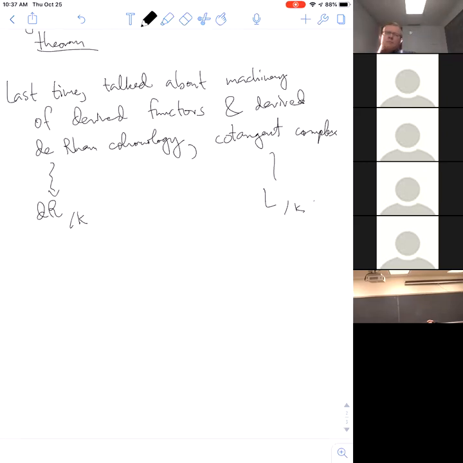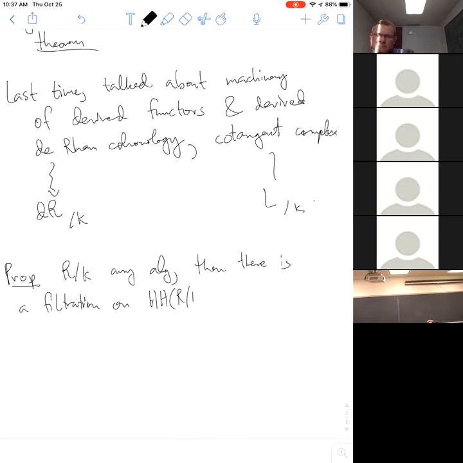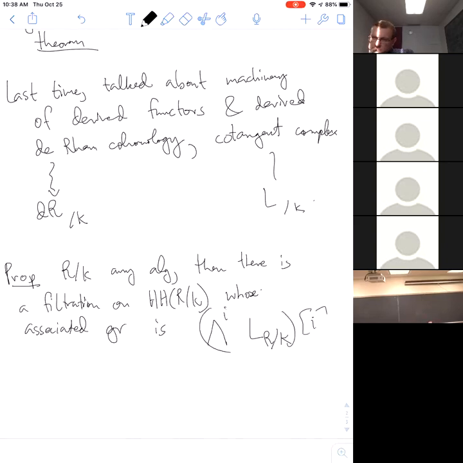Okay, so we talked a little bit about this last time, and using this technology, we proved the following proposition, which is that if R over k is any algebra, then there is a filtration on the Hochschild complex of R over k whose associated graded is given by, well, the ith associated graded is the ith wedge power of the cotangent complex of R over k, shifted by i. Here, this wedge power is in the derived category of R-modules, so it's some derived exterior power, and then you have the cotangent complex showing up.